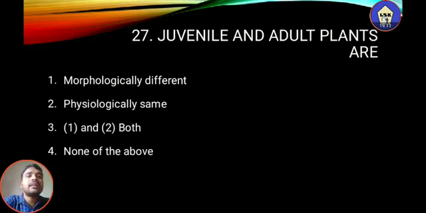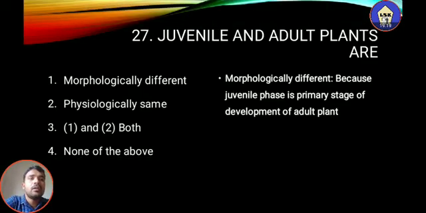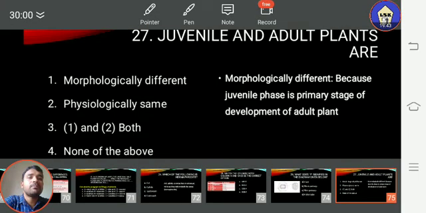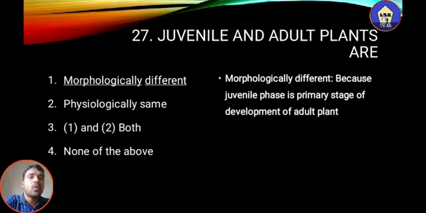Juvenile and adult plants are morphologically different. Is it correct? In case of plants, morphologically different because juvenile phase is a primary stage of development of adult plant. So juvenile plant is different, adult plant is different. So juvenile phase or vegetative phase is a primary stage of development of adult plant. So the answer should be option A, or option 1, is the right answer to question number 27.